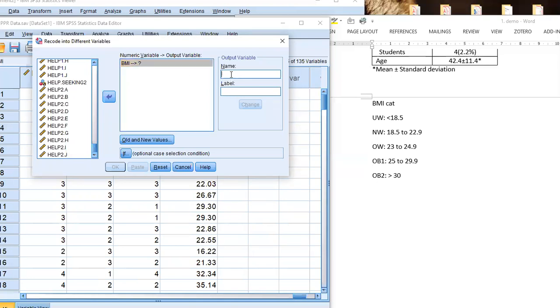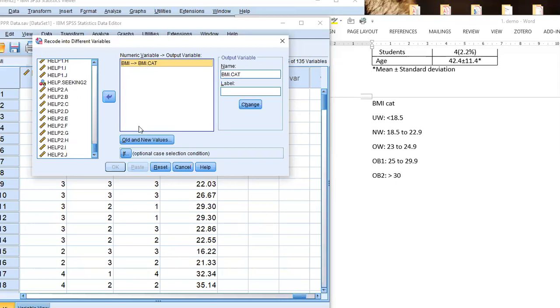For the output variable name, let's type BMI_cat, with no space in between. You can give any other name, it's up to you. I just call it BMI cat. And click Change. When you click Change, the question mark changes to BMI cat. Now you're telling SPSS to convert the BMI into BMI cat.